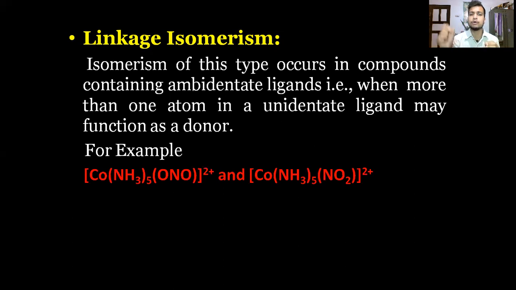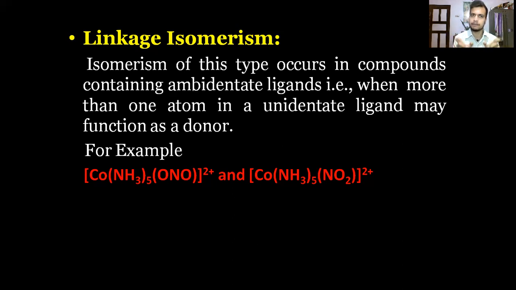When we write ONO, we call it O-nitrito also. So basically what we are trying to show by writing in that way is the oxygen is responsible for donation of the electron pair to cobalt. But in the second case, you can see Cr(NH3)5NO2. When we say NO2, that means nitrogen is donating the electron pair to cobalt. So in one case, oxygen is donating, and in another case, nitrogen is donating.